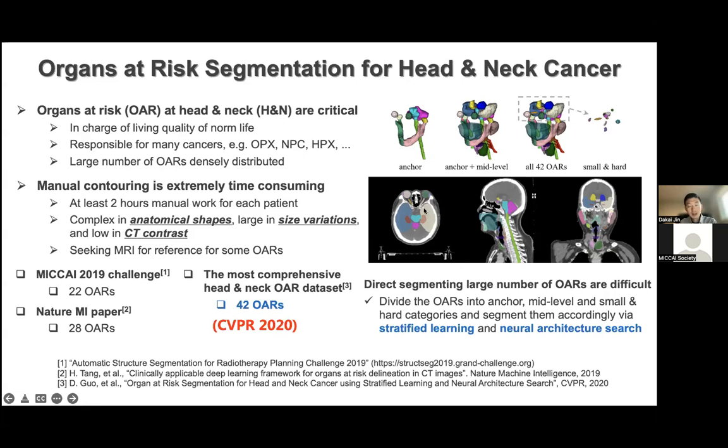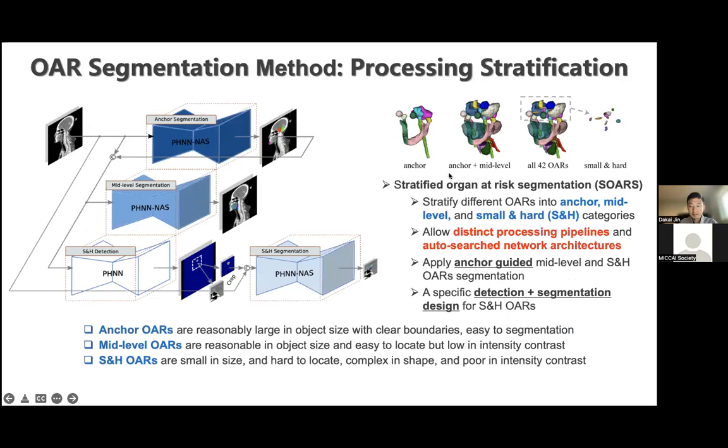Segmenting a large number of organs at risk in this densely distributed area is not an easy task. In this work, they propose using stratified learning to solve this problem. They basically use the organ-level stratification and the neural architecture stratification to solve this problem. Let's take a close look at it.